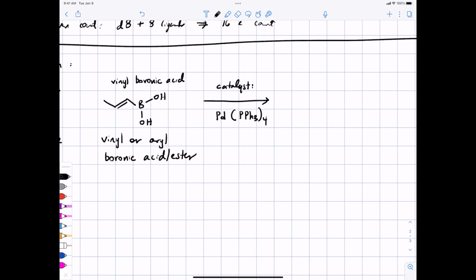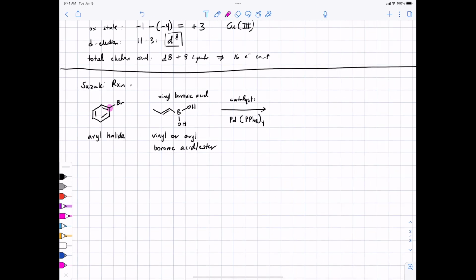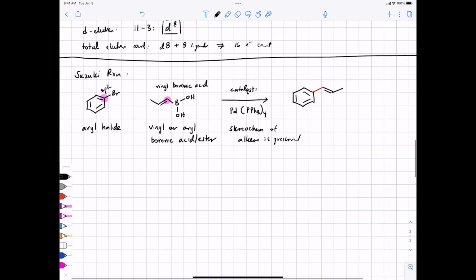All right, the new bond that you form is a coupling reaction between the sp2 hybridized carbon of the aryl halide and the sp2 hybridized carbon of the boronic acid. The stereochemistry of the alkene is preserved. Okay, and that gives you your product.